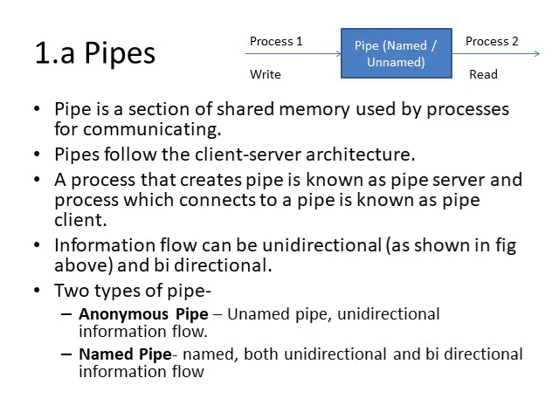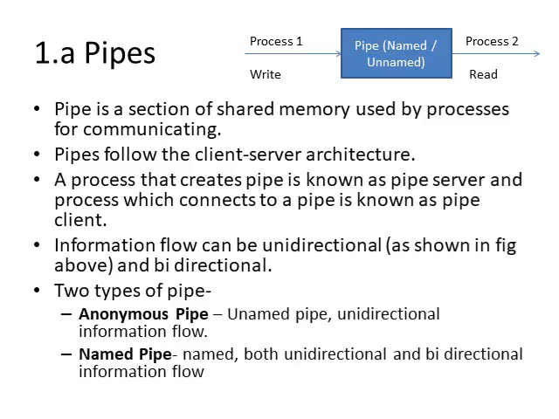Whereas in a named pipe, we know which process has created it, so it is a named pipe, and the named pipe can have unidirectional as well as bidirectional information flow. So this is all about pipe.